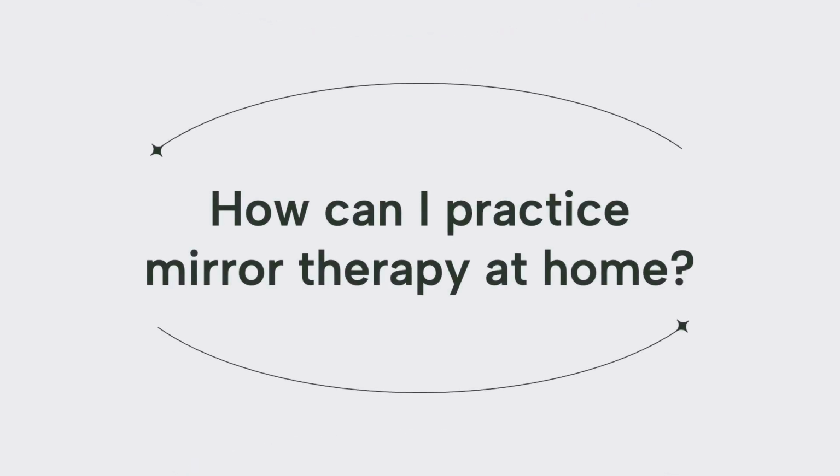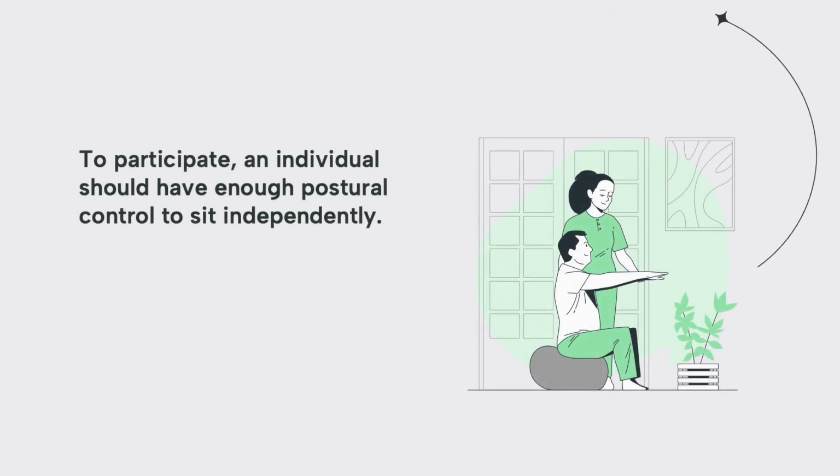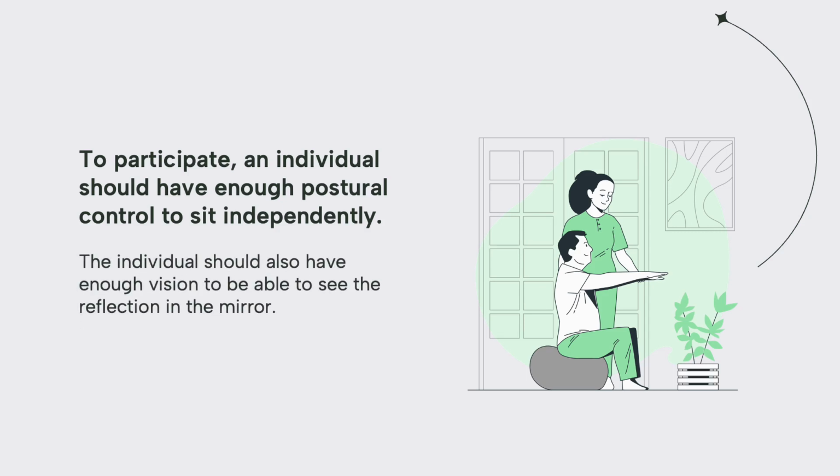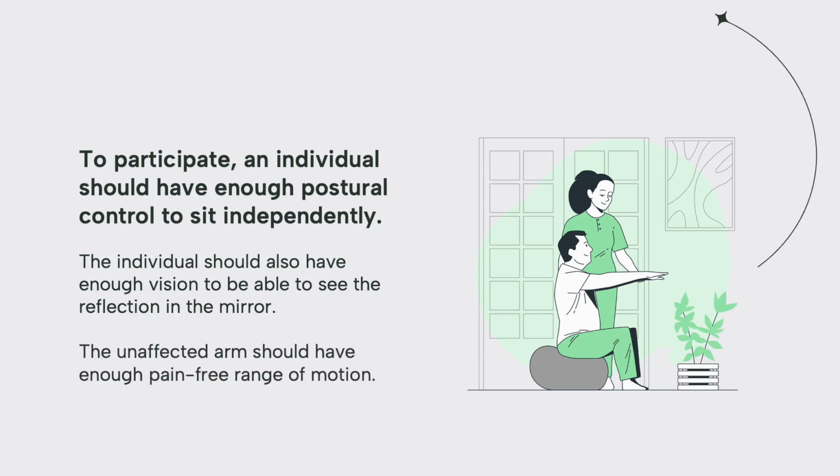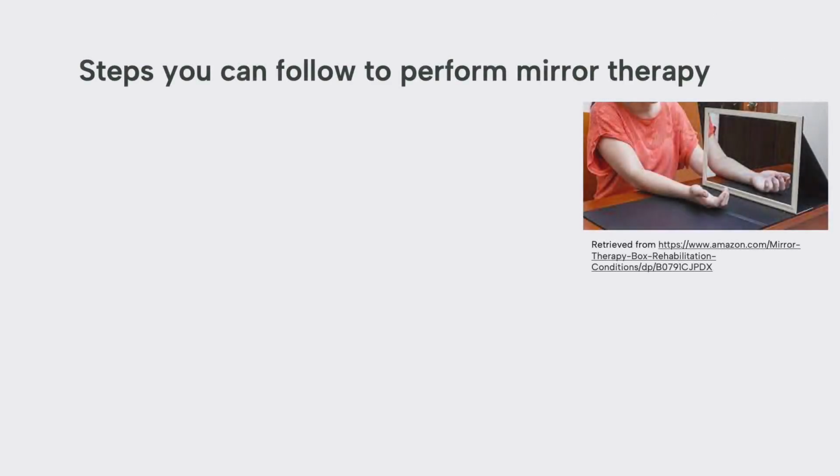Before beginning this therapy, keep in mind that, to participate, an individual should have enough postural control to sit independently in a chair or wheelchair. The individual should also have enough functional vision to be able to see the reflection in the mirror. And the unaffected arm should have enough pain-free range of motion in order to engage in the therapeutic exercises. In the following slides, we will talk about the steps you can follow to perform mirror therapy.